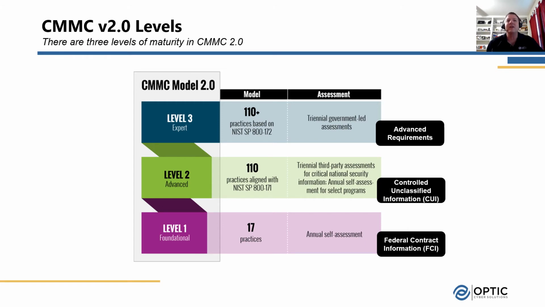Level 3 is still being defined, so we don't know exactly what those requirements for 172 will be, but 172 is available if we want to get a sense as to what kind of capabilities might be required if we're at that expert level or level 3. If we do have those advanced requirements in our contracts that we need to be at level 3, in those cases, we will be required to be certified by the government every 3 years.